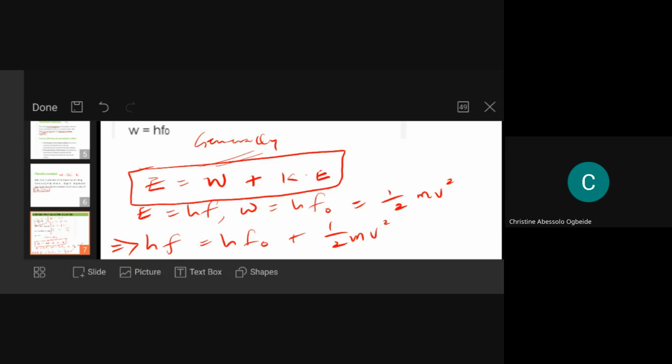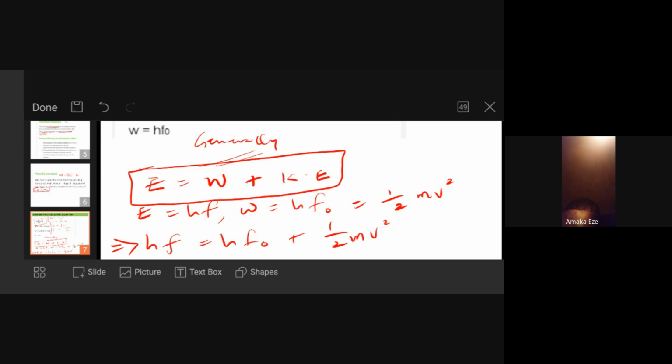h is your Planck's constant. f naught is the threshold frequency. f is the frequency of the incident photon. Take note of these things. Remember, we said the threshold frequency is the frequency below which no emission occurs. So if the frequency of the incident photon doesn't equal or exceed the threshold frequency, there will be no emission. And the product of that threshold frequency and Planck's constant gives us the work function.